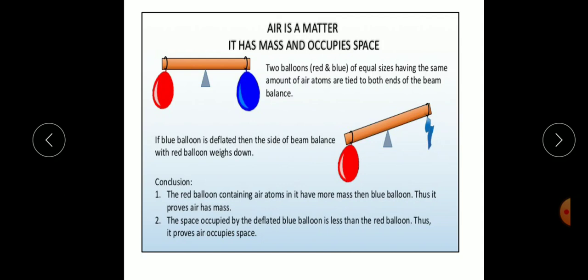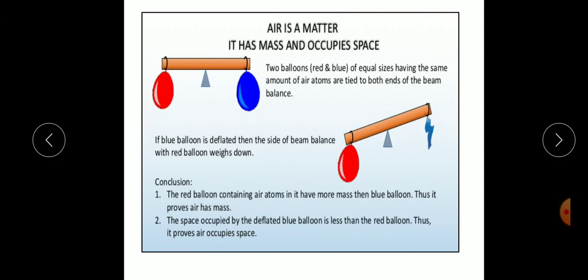Now adjust the position of the middle thread on the stick so that one balloon perfectly balances the other, that is, the stick is perfectly horizontal. Use a sharp pin or a needle to puncture any one balloon. Suppose you punctured the blue balloon, okay students. When you puncture the blue balloon, it breaks, it bursts. Now the red balloon containing air has more mass, means it has weight. Thus it proves that air has mass.